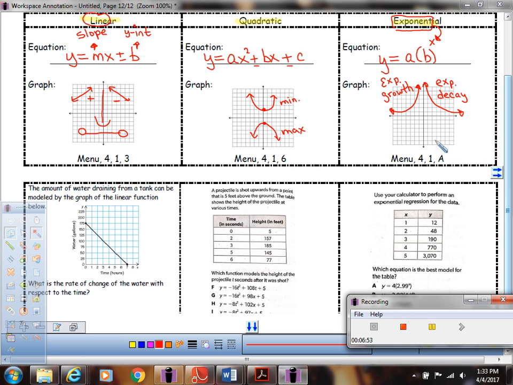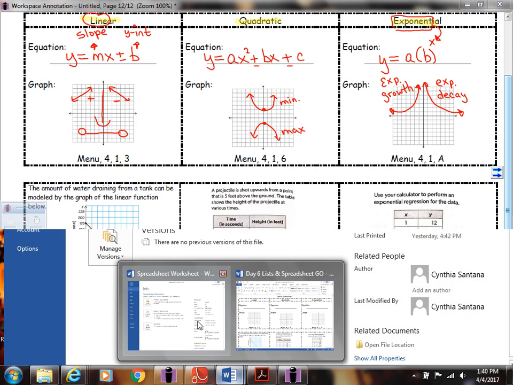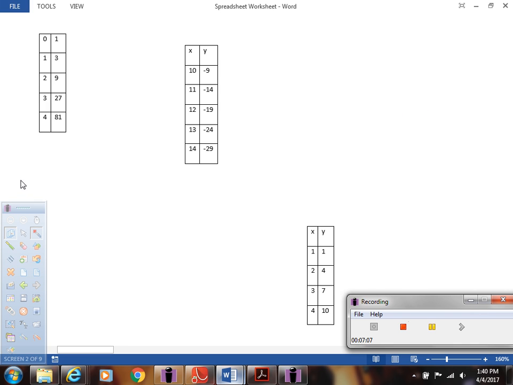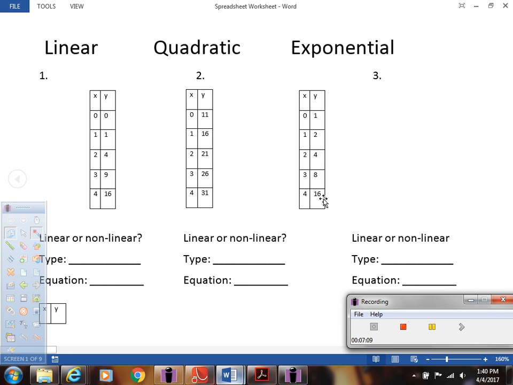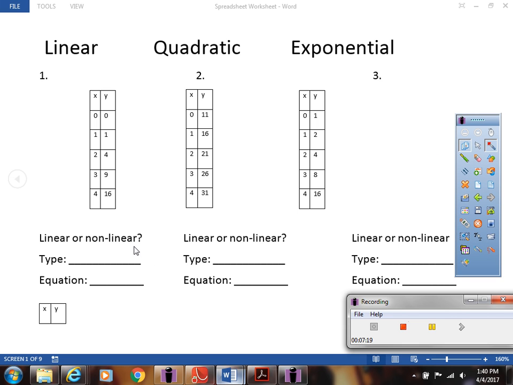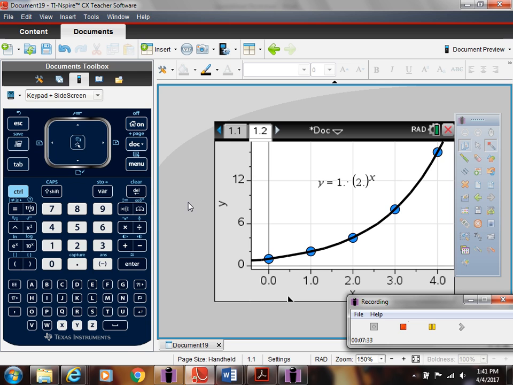Any questions on these three though, and what they look like, what their equations look like? So now let's practice. I want you to look at this handout right here, the other one that you got. It looks like a spreadsheet. I think it's this one. So this is what I want you to practice. I want you guys to input these in your spreadsheet, and I want to see if you know how to tell me the difference. Because not everything is linear. And you need to know, okay, if it's not linear, then it's nonlinear. And then what type would it be? Would it be quadratic or exponential? And then tell me what the equation is. So let's practice, we'll do some together.